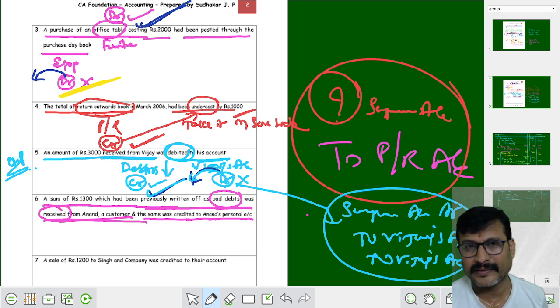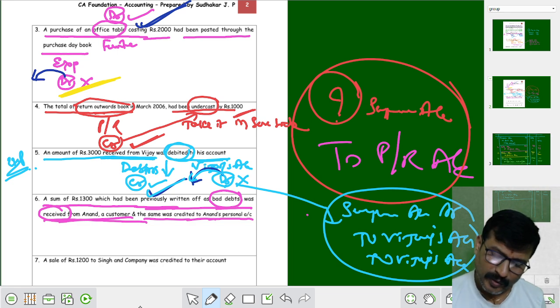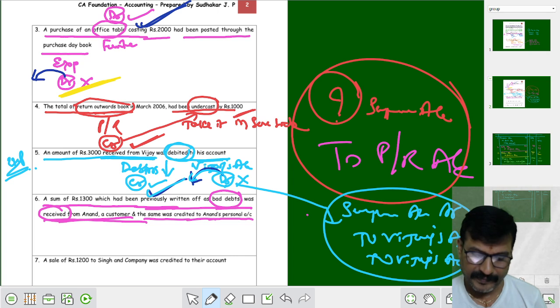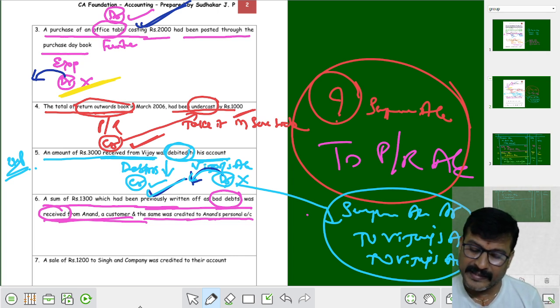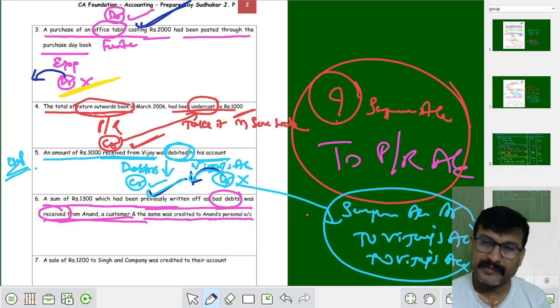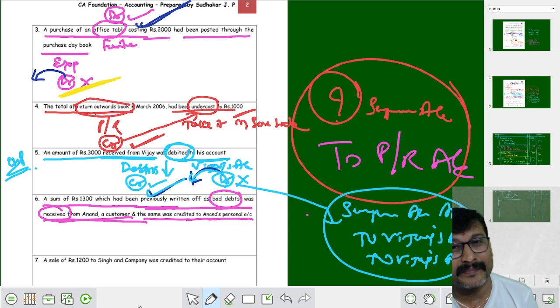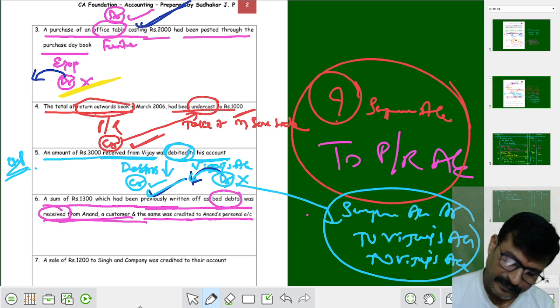Where it is taken? Anand's personal account. You are not Anand. Now tell me, when you received bad debts recovered, a sum of 1300 written off previously as a bad debt, which was received. Received means what? Income. Income, right? Income.